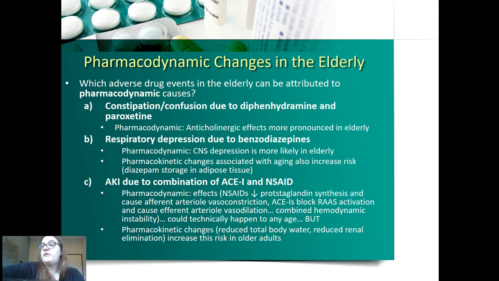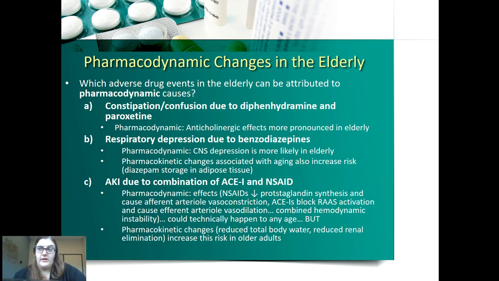So NSAIDs, here we go back to this mechanism, they decrease prostaglandin synthesis, and they cause the afferent arteriole to shrink. ACEs go the other way, and they potentially cause the efferent arteriole to vasodilate. So overall, you've got not that much blood flow coming in, and you can't restrict the blood flow going out. And so the kidney can't then regulate the glomerulus to maintain a good pressure. So you're really making it difficult for the older adult to maintain stability, especially since they're, like I said, kind of chronically dehydrated. So that's your pharmacodynamic effect.